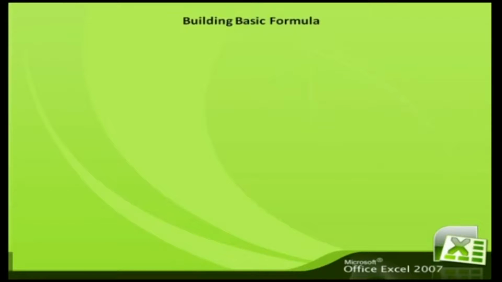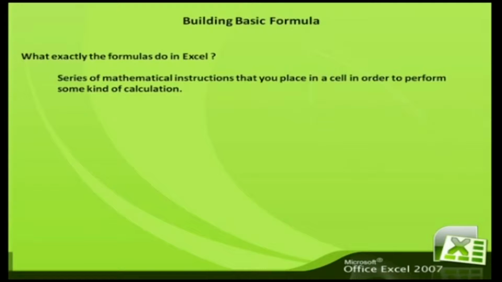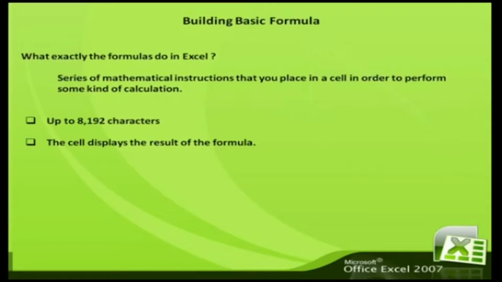Building basic formulas. Firstly, I want you to know what exactly formulas do in Excel. A formula is a series of mathematical instructions that you place in a cell in order to perform some kind of calculation. In Excel 2007, a formula can consist of up to 8,192 characters. After you enter a formula into a cell, the cell displays the result of the formula. You can see the formula itself in the formula bar as the cell activates.